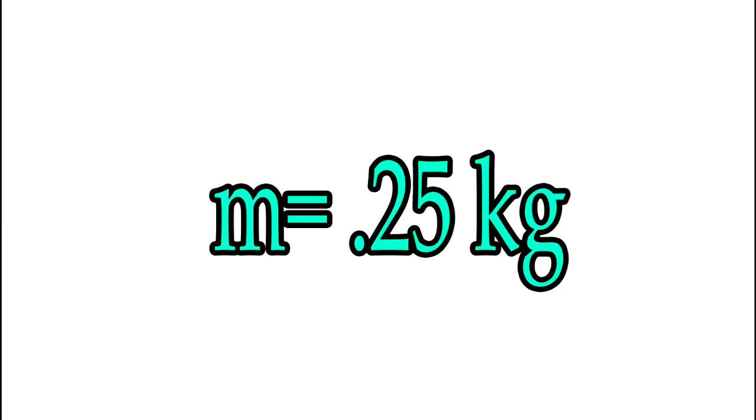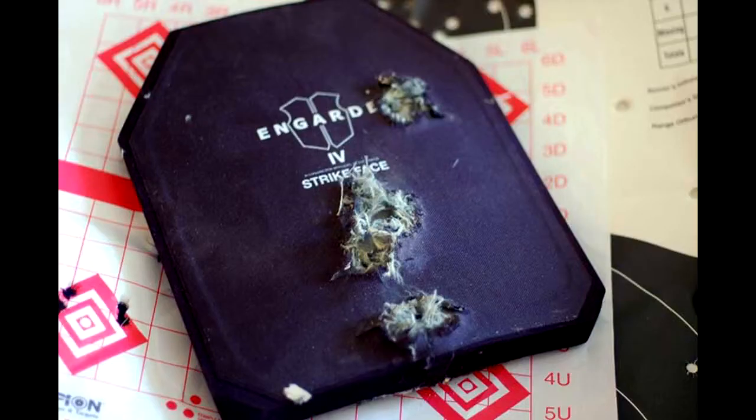Take note that the mass used is 0.25 kilograms, which is the standard arrow mass according to several hunting journals. Also, just to give a little insight, 84 newtons is enough to pierce through a bulletproof vest.